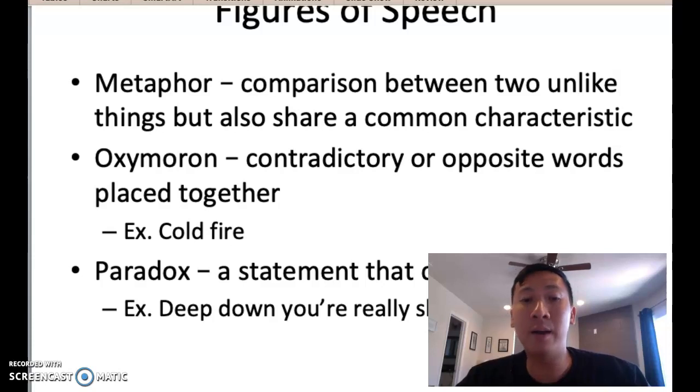An oxymoron is contradictory or opposite words being placed together. A cold fire. One secular artist that does this a lot is Kanye West. He likes to place two very unlike things together to provide a depth to his lyrical content.